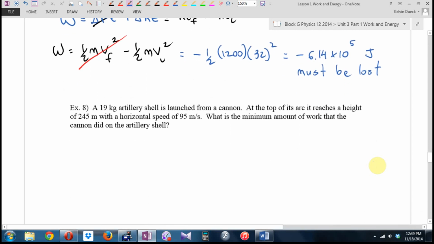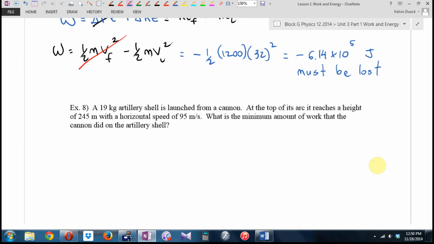A 19-kilogram artillery shell is launched from a cannon. At the top of its arc, it reaches a height of 245 meters with a horizontal speed of 95 meters per second. What's the minimum amount of work that the cannon did on the artillery shell? Okay. Work equals what times what? Read the question. Do you see a force anywhere? No. I do see a distance, but do you see a force anywhere? So I'm not going to use force times distance.